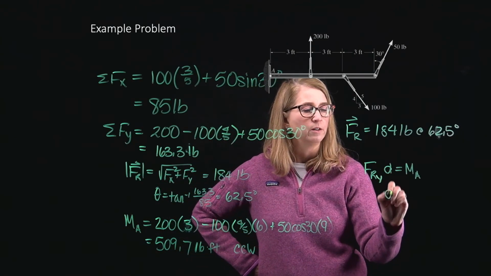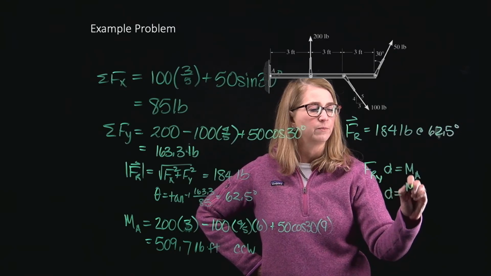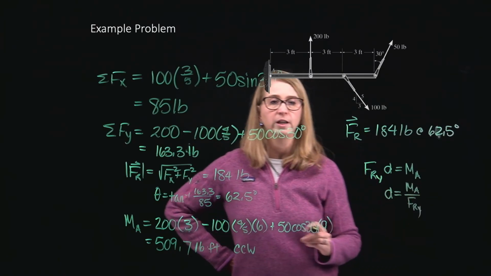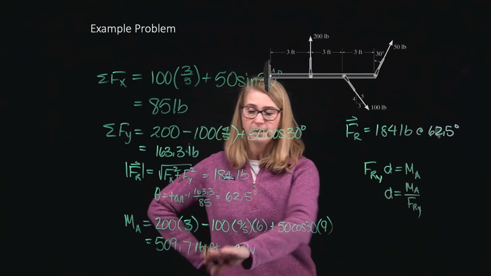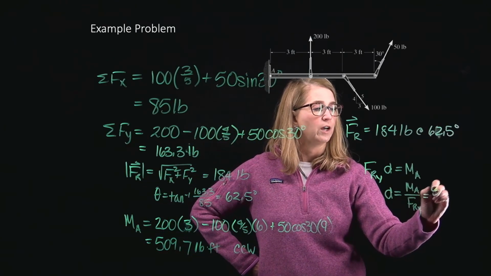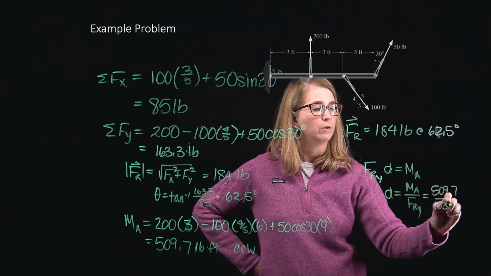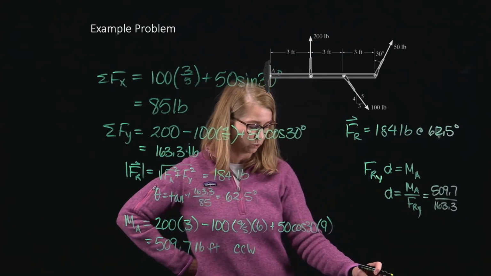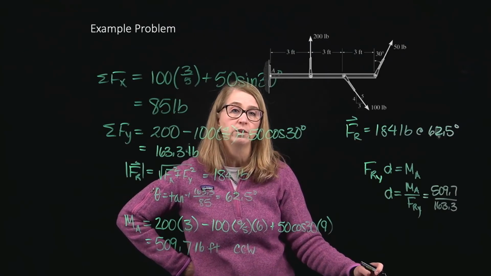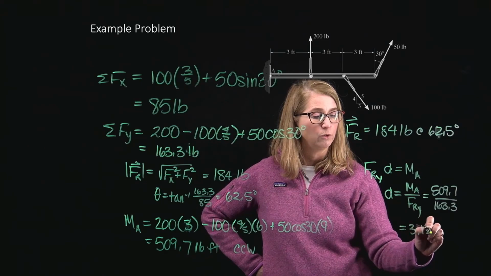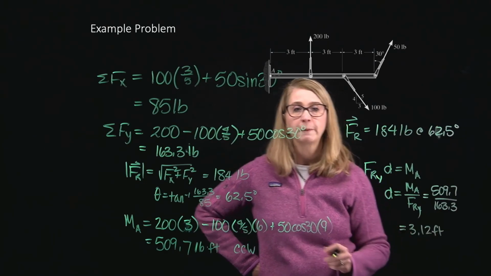And so figuring out what d is going to be is done by calculating the ratio of the moment I found right here, which is 509.7, over the y component of the force, which was 163.3. And so that ends up to be 3.12 feet.